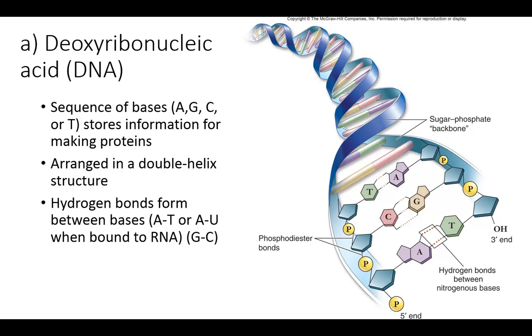And what keeps it together, it's made of 2 strands of DNA, and they're bound together by hydrogen bonds that form between the different bases. So adenine and thymine bind together, cytosine and guanine bind together, and then if it's an RNA molecule, uracil binds to adenine.